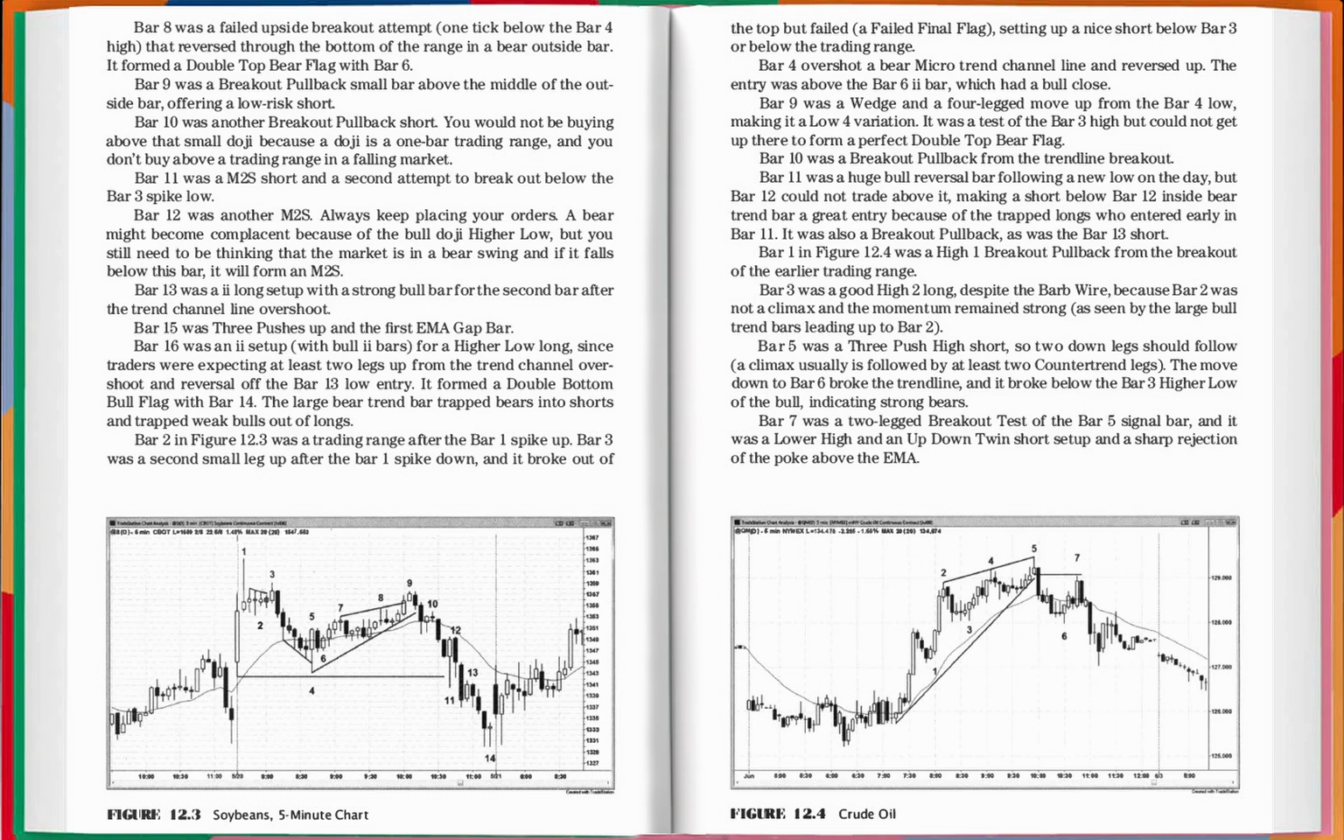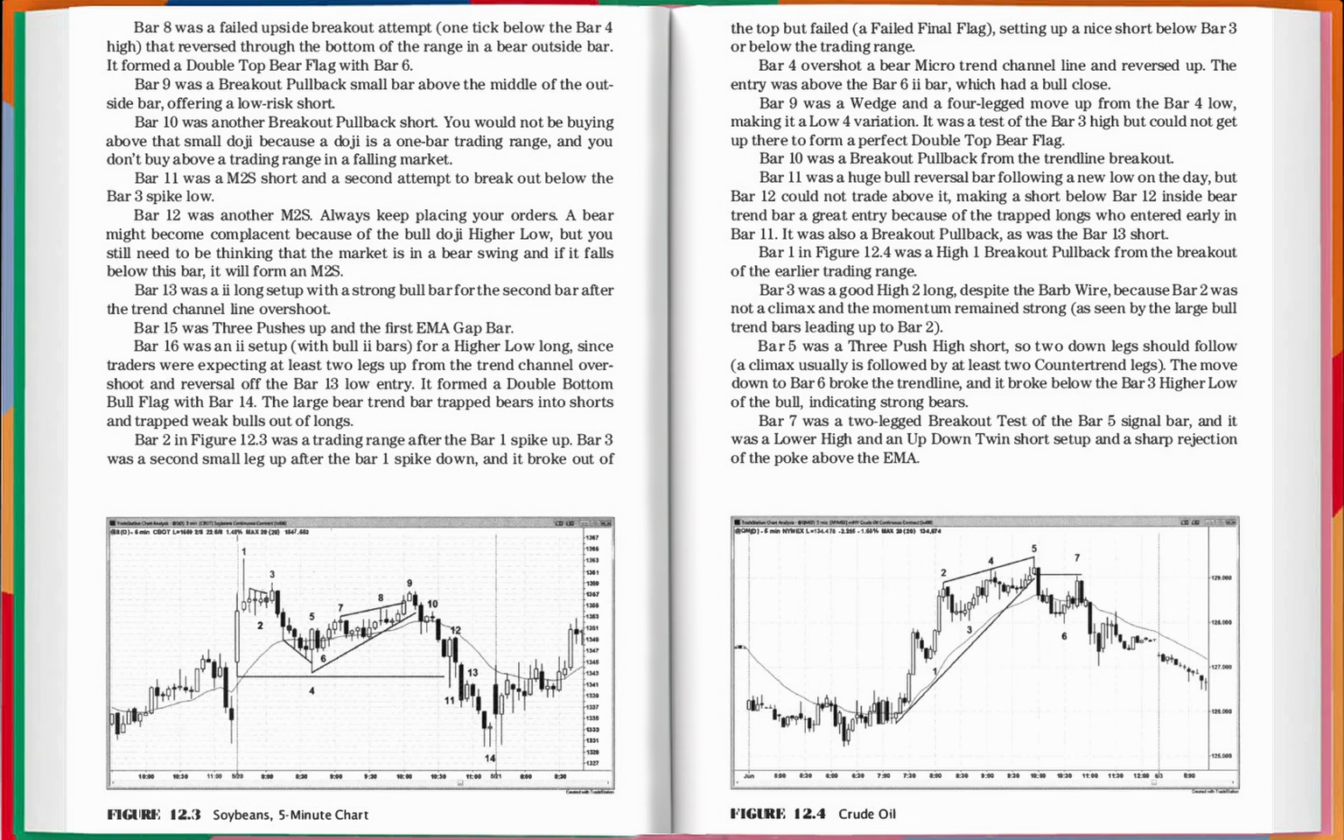Bar 1 in figure 12.4 was a high 1 breakout pullback from the breakout of the earlier trading range. Bar 3 was a good high 2 long, despite the barbed wire, because bar 2 was not a climax and the momentum remained strong, as seen by the large bull trend bars leading up to bar 2.